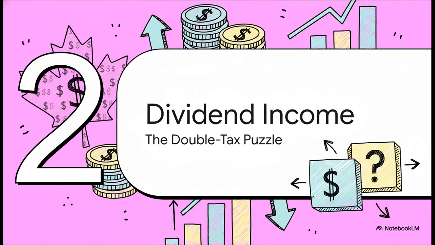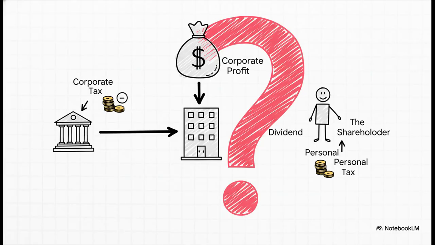Next up, dividend income. Now, this is where things get really fascinating because the tax system has to solve this fundamental puzzle. How do you avoid taxing the exact same dollar of profit twice? So think about it. A company makes a profit and it pays corporate tax on it. Then it takes that after-tax money and pays it out to you as a dividend. Then you have to turn around and pay personal income tax on that dividend. See the problem? That original profit just got taxed two times. Canada's solution to this is actually a pretty clever two-part system.